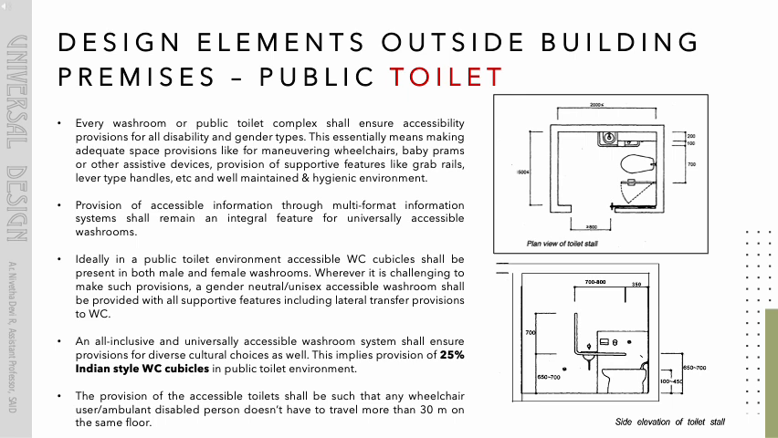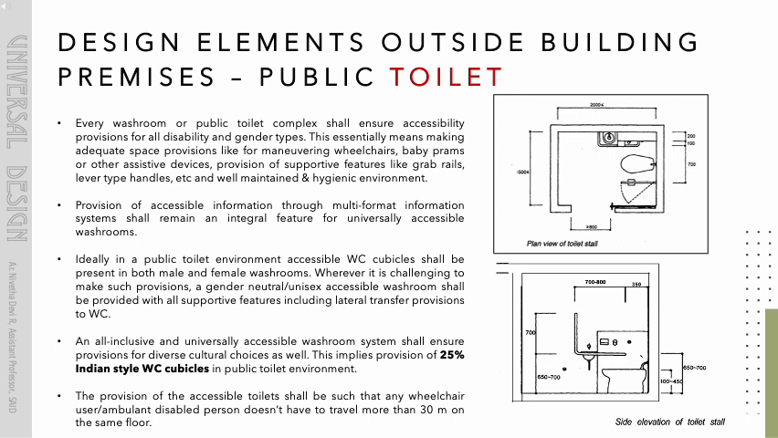Public toilet. Every washroom or public toilet complex shall ensure accessibility provisions for all disability and gender types. This essentially means making adequate space provisions like for maneuvering wheelchairs, baby prams or other assistive devices, provision of supportive features like grab rails, lever-type handles, etc. and well-maintained and hygienic environment.